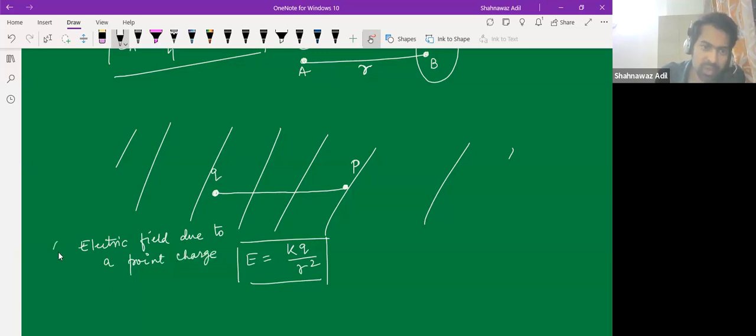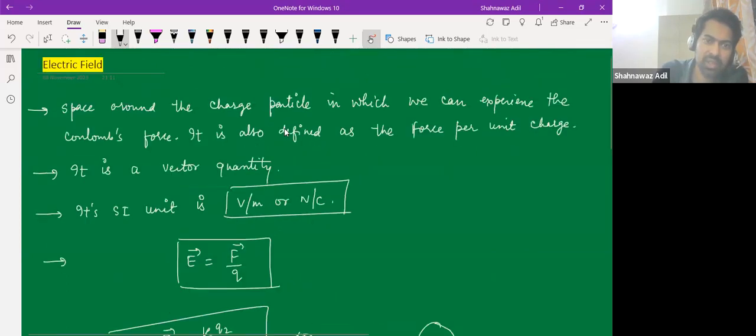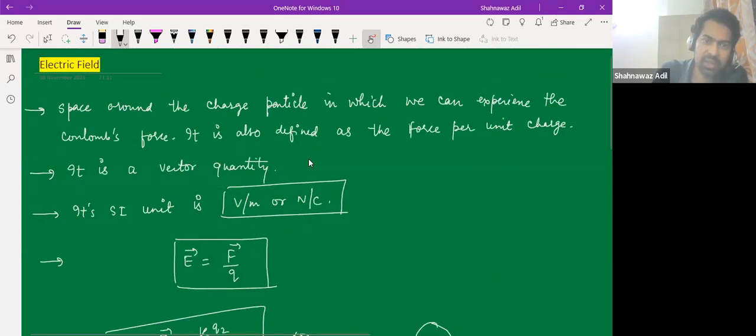Right. So whenever we are given some charge, and we want to calculate the electric field at this point, point P, we just calculate the separation, the distance between this charge and this point, and then we just write it as KQ by R square, right? So that is the electric field. And you guys please note it down, and then we will try to understand the other properties of the electric field.